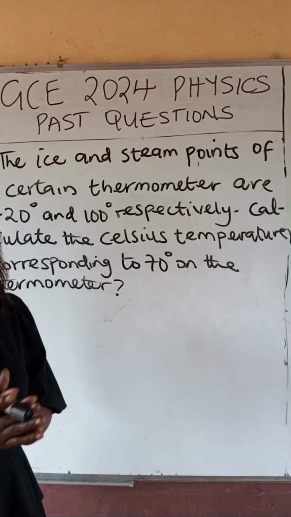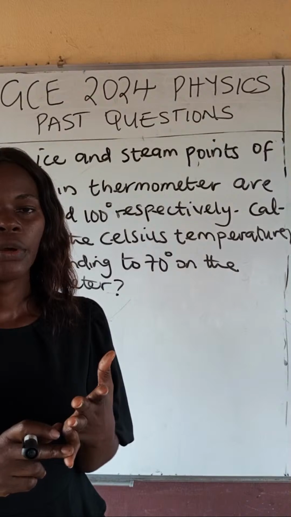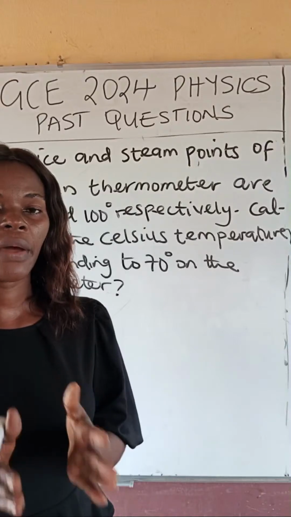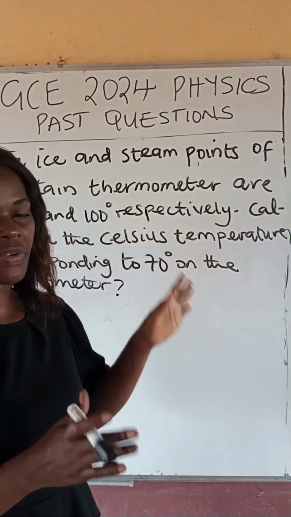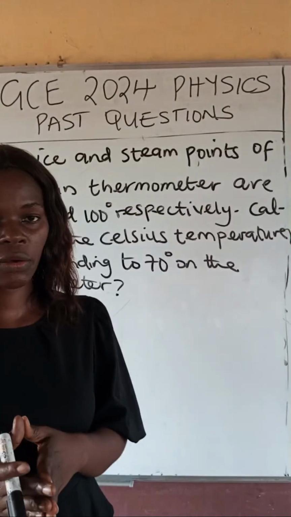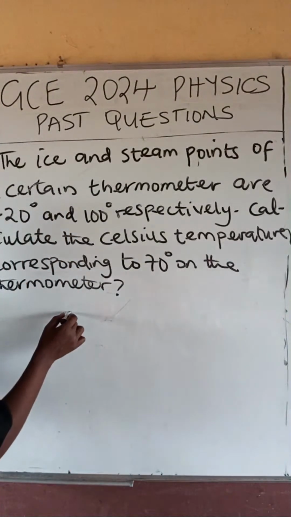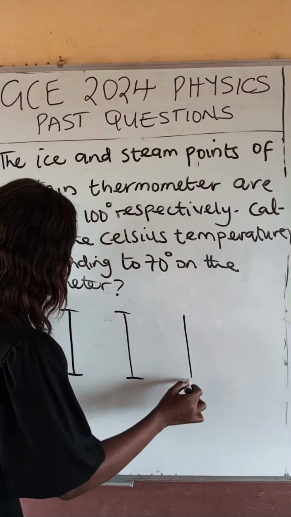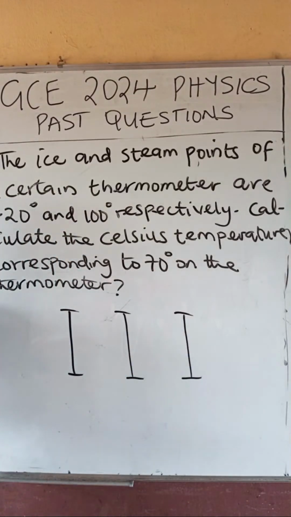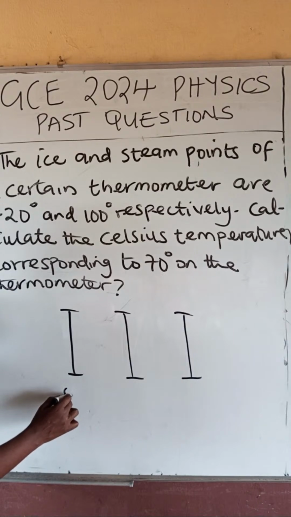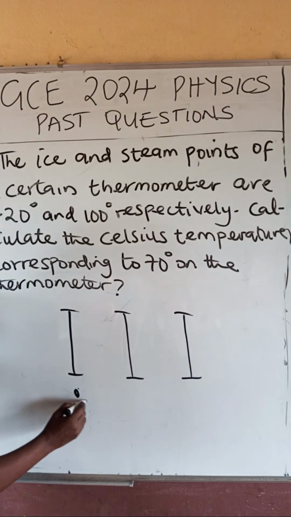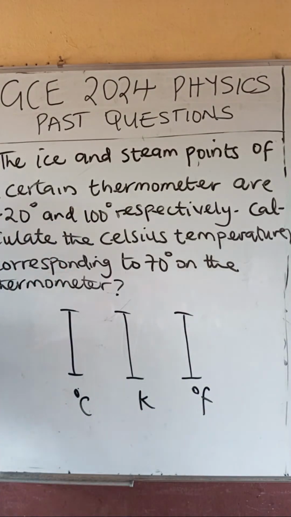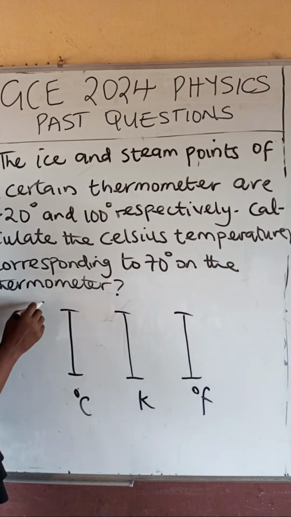Now, we have three types of scales. We have the Celsius scale, the Kelvin scale, and the Fahrenheit scale. So, in this question, we are comparing this scale of a thermometer with our Celsius scale. Let me just sketch the type of scales we have. This is Celsius, degree C. This is Kelvin. This is degree Fahrenheit.